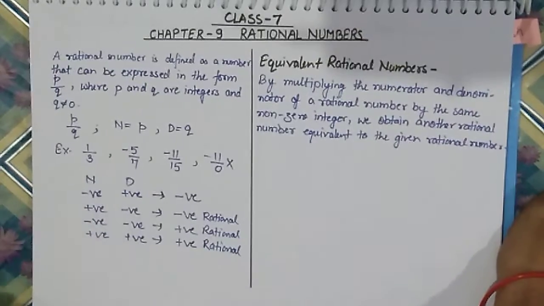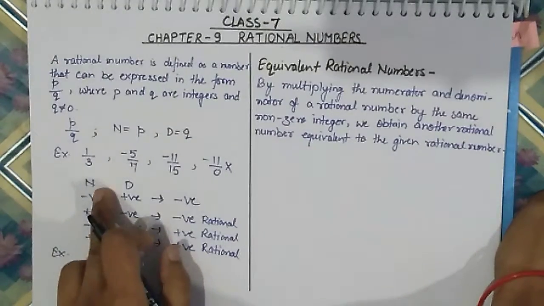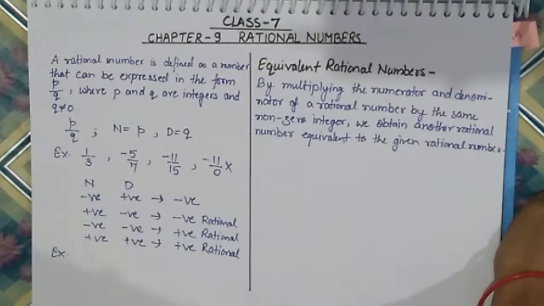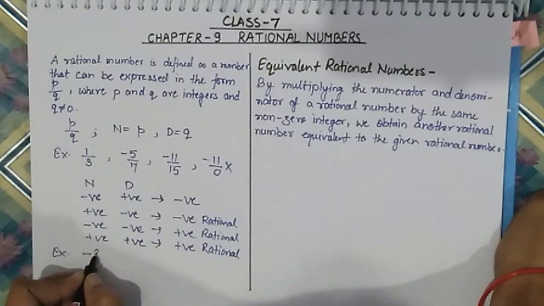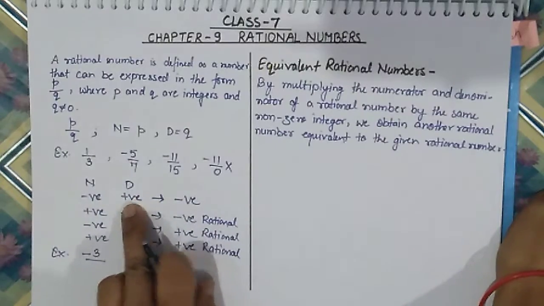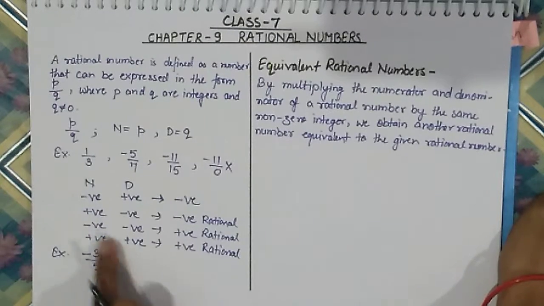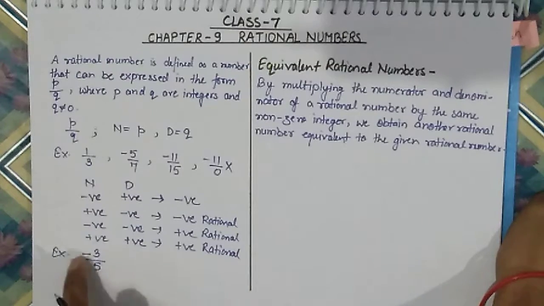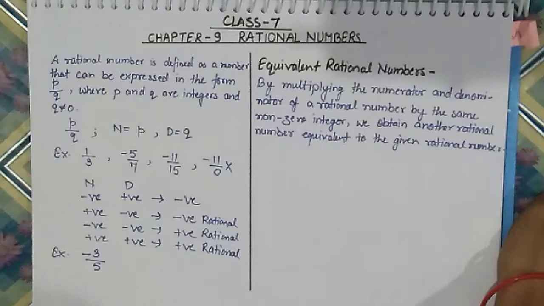Let's take some examples also. For the first case, the numerator is a negative integer, say -3, divided by a positive denominator, suppose 5. This rational number -3 by 5 is a negative rational number.